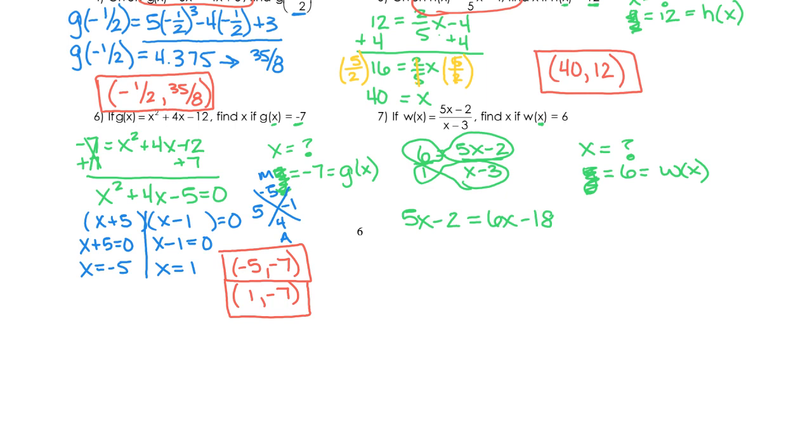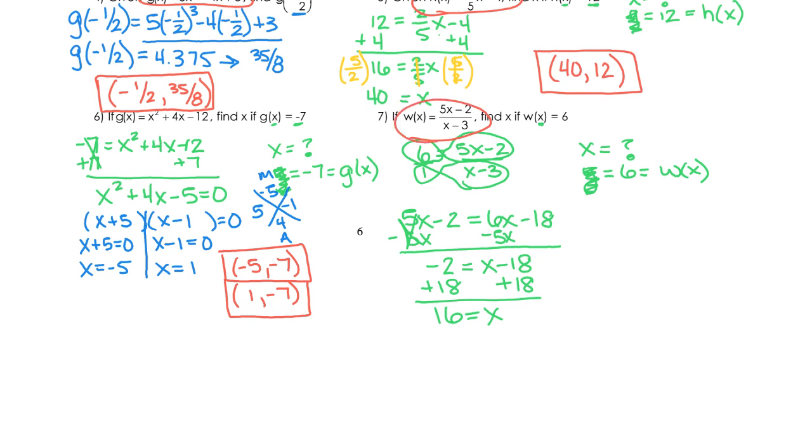And we don't have any squared terms, so we can just go ahead and pick some terms and move them around. I'm going to go ahead and subtract 5x, and we end up with negative 2 equals x minus 18. We're going to go ahead and add 18, and we end up with 16 equals x. And so what that means to us is that if we were to graph this equation, the point on that equation would be 16, because that's your x, comma 6, because that's your y. And there would be the coordinates of the point on that graph.